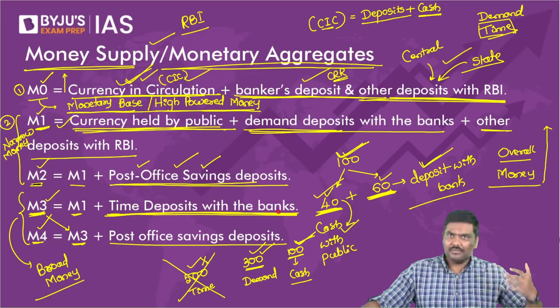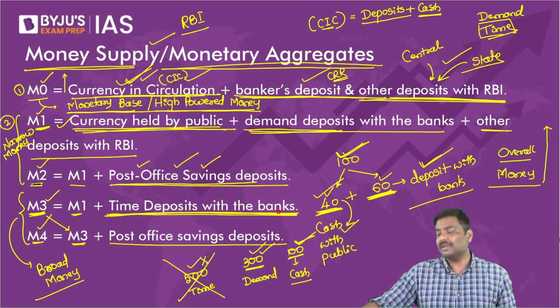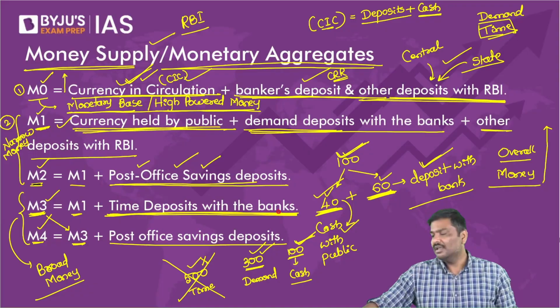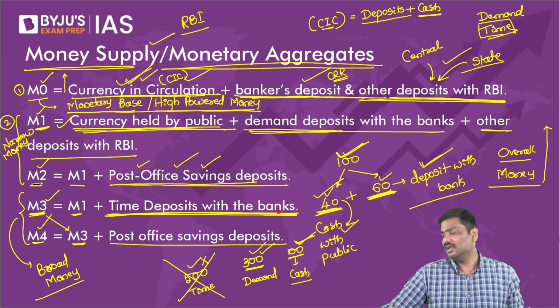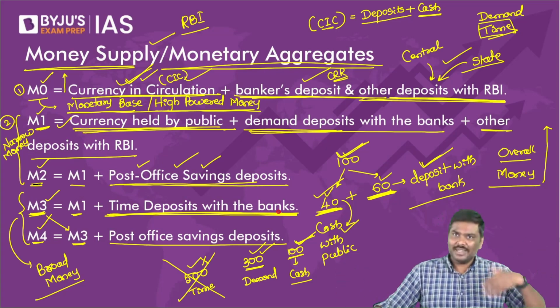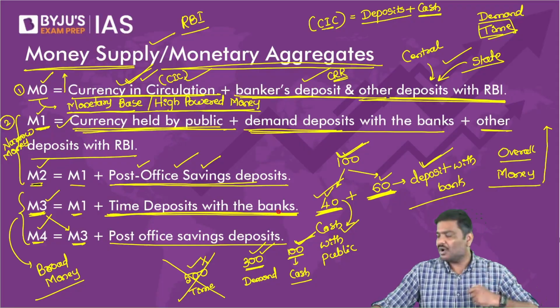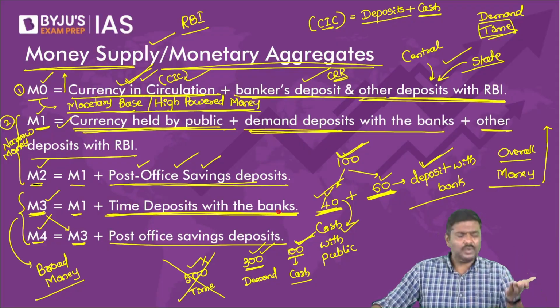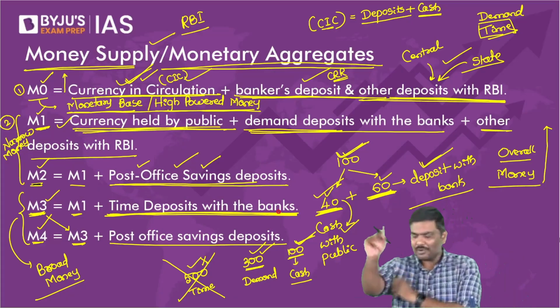Anybody has a problem? Second, can I say that between M1 and M4, M4 is the broadest money supply measure in the economy? Let me know. Compared to M4, M3 is less broad. Compared to that, M2 is less broad. And the narrowest is M1.